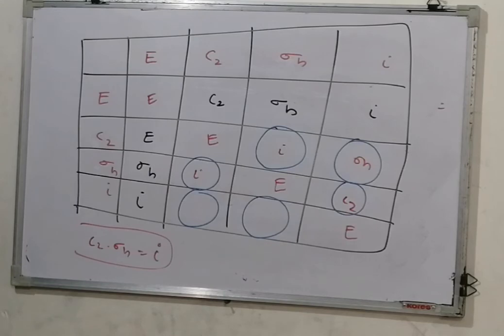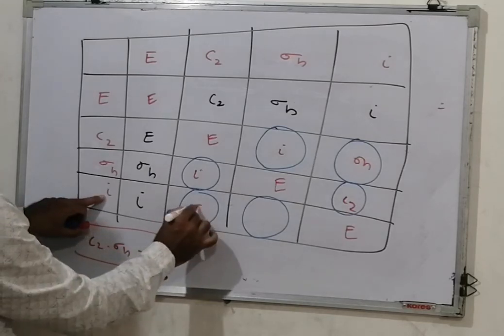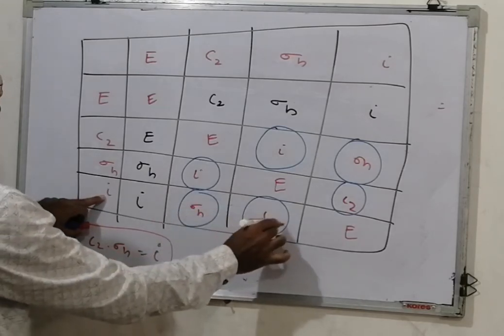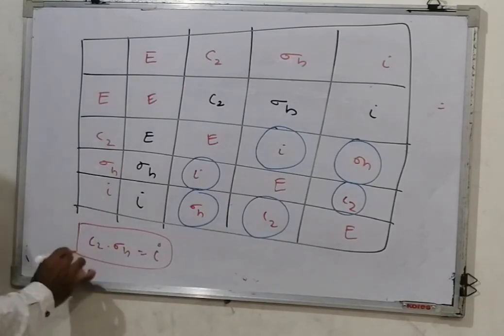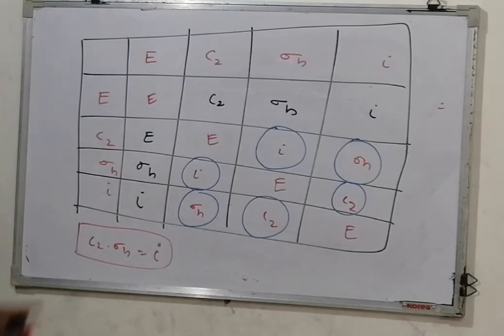Now, I into C2 is sigma H, I into sigma H is C2, because C2 into sigma H is equal to I. Fine? Very simple. This is okay.